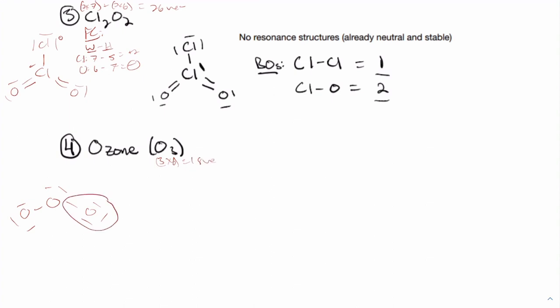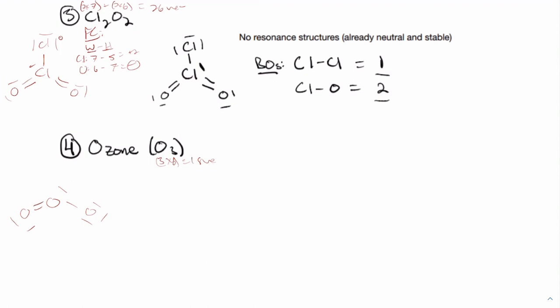Here I have 1, 2 times 8 is 16, and then 18, 20. So I actually have 2 too many, right? And in this case, we're going to do the same thing we did last time. We're going to cancel out one of the lone pairs here and one of the lone pairs there and make a bond out of it. And in that case, it would look like this.